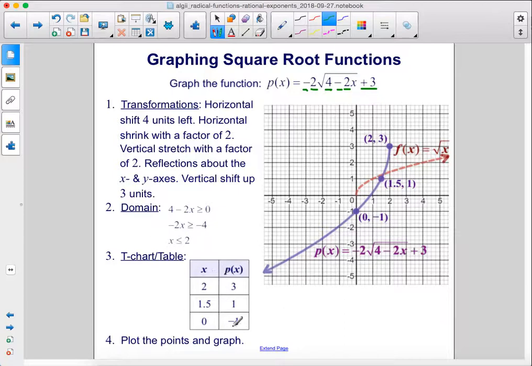So when we plug in some numbers, after we find the domain is x is less than or equal to 2, plug in some numbers, and we see our new function p of x here in purple.